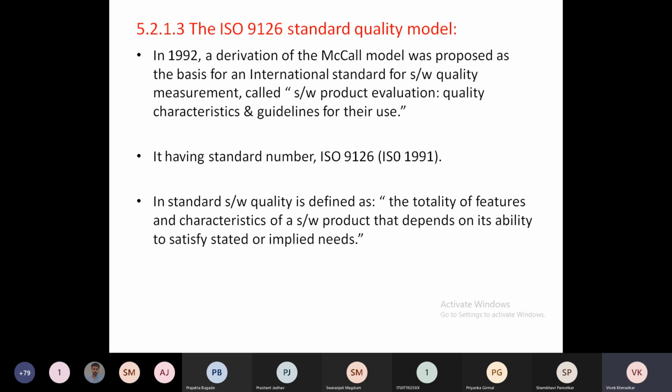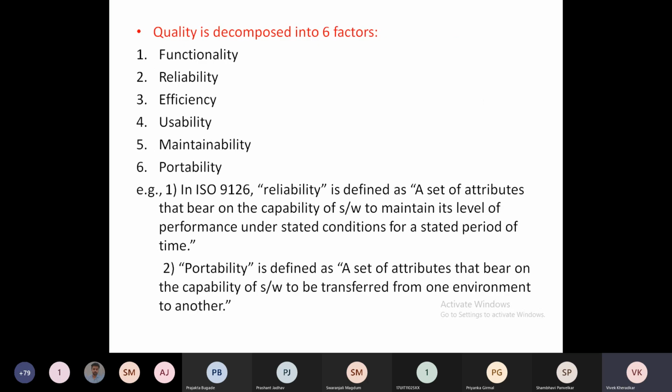According to the standard, they have defined six factors on which quality fixedly depends. So quality is decomposed into six factors. What are the six factors? First is functionality, second is reliability, third is efficiency, fourth is usability, fifth is maintainability, and sixth is portability. These are the six key factors on which quality depends, as defined by the ISO 9126 model.